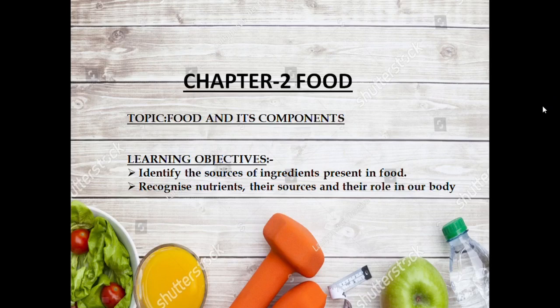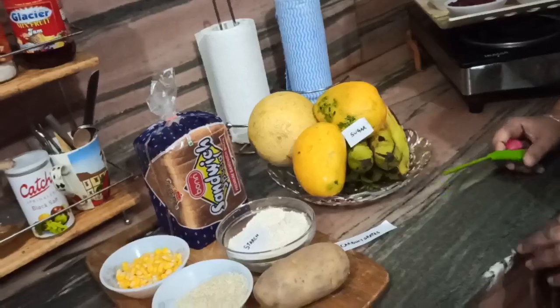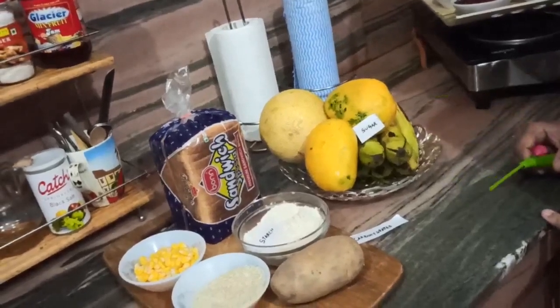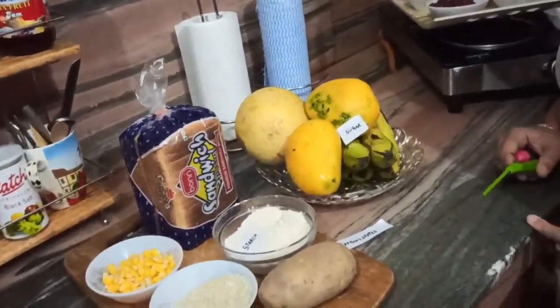So, learning objectives. Students, after the completion of the topic, you will be able to identify the sources of ingredients present in food, and you will be able to recognize nutrients, their sources and their role in our body. Well, students, as you know, we are going to discuss today food and its components.